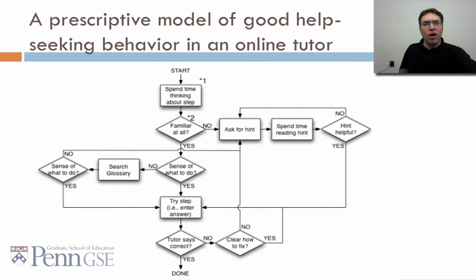But if the tutor says it's wrong, then the student has to say, was it clear how to fix it? And if it is, try a step again. But if it's not, go back and ask for a hint. And you'll notice you can also get to this point of asking for a hint if it's not familiar at all. At this point, you ask for a hint, you read the hint.